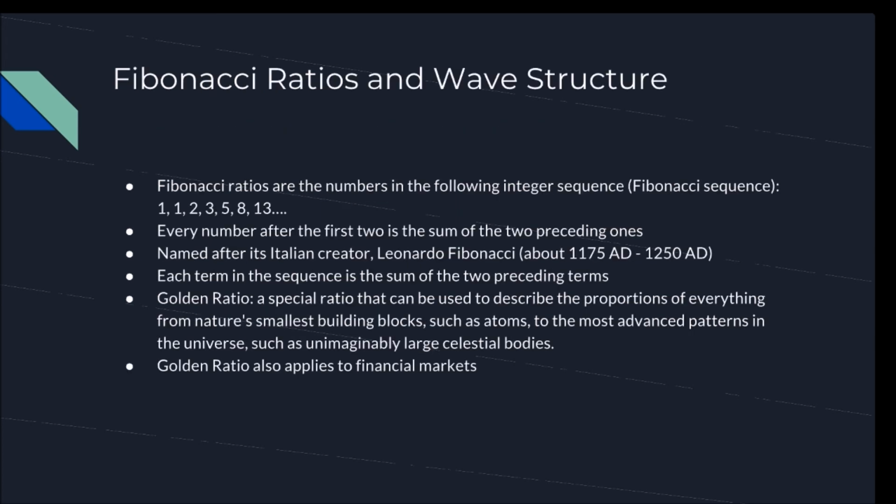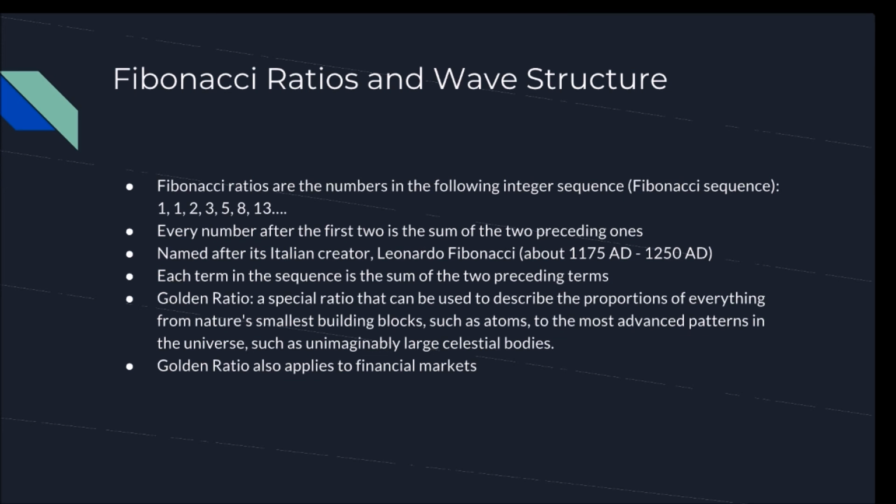One of the metrics that we use here is the Fibonacci ratios in wave structure. Fibonacci ratios are the numbers in the following integer sequence. You can see down here that they start with 1, 1, 2, 3, 5, 8, 13. Every number after the first 2 is the sum of the 2 preceding ones. Named after its Italian creator, Leonardo Fibonacci, about 1175 AD to 1250 AD. Each term in the sequence is the sum of the 2 preceding terms.